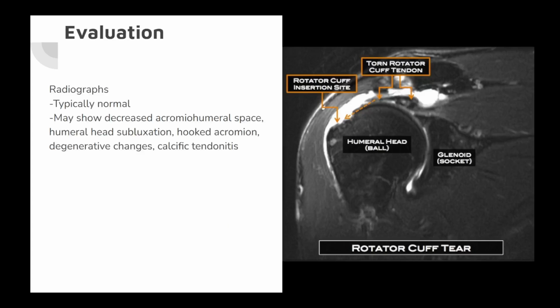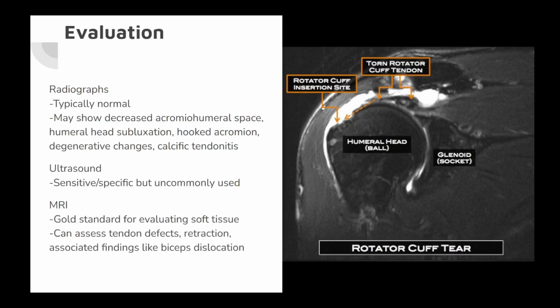Evaluation, radiographs pretty much for any orthopedic condition, right? Typically normal in this case. However, some findings can suggest rotator cuff disease, which would be a decreased acromiohumeral space, right? So the humerus and acromion have less space in between them. The humeral head can actually sublux all the way up to the acromion. There can be a hooked acromion, which you can imagine is kind of chewing into the supraspinatus tendon. Degenerative changes, and then sometimes you see calcific tendonitis, which is sort of a different pathology that presents with rotator cuff pain. MRI, of course, is the gold standard.